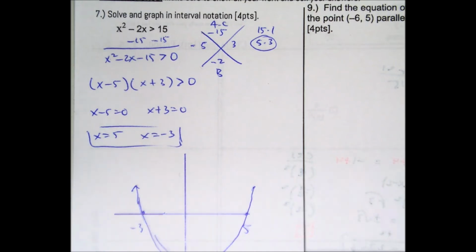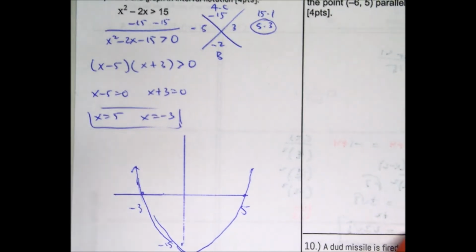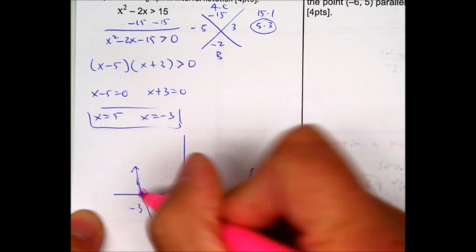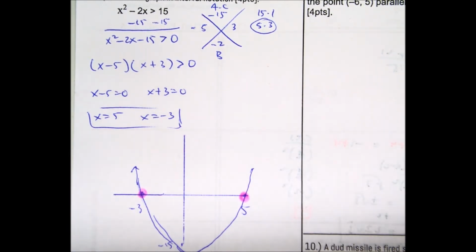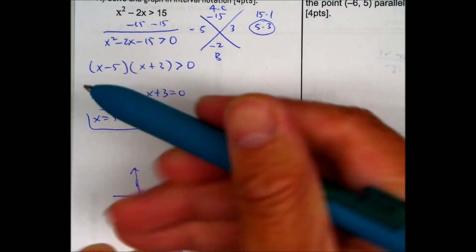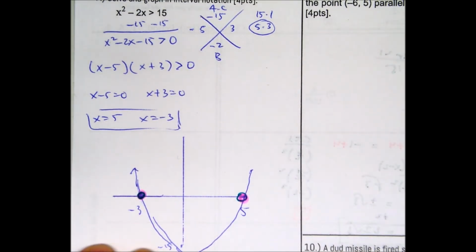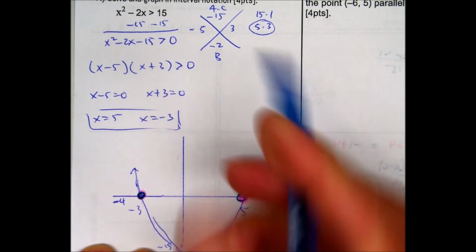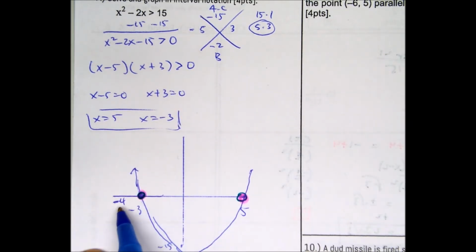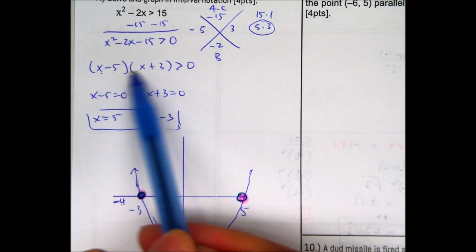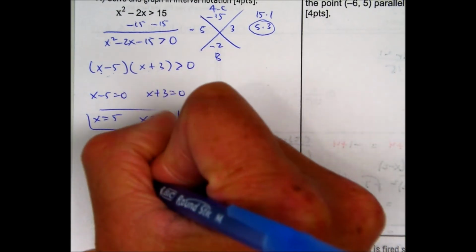And then I'm going to use my test points. I'm going to use these points here. They should actually be open circles, because it's greater than. So if I pick negative 4, negative 4 minus 5 is negative 9, negative 1, that gives me a positive 9 is greater than 0. So it would be true.